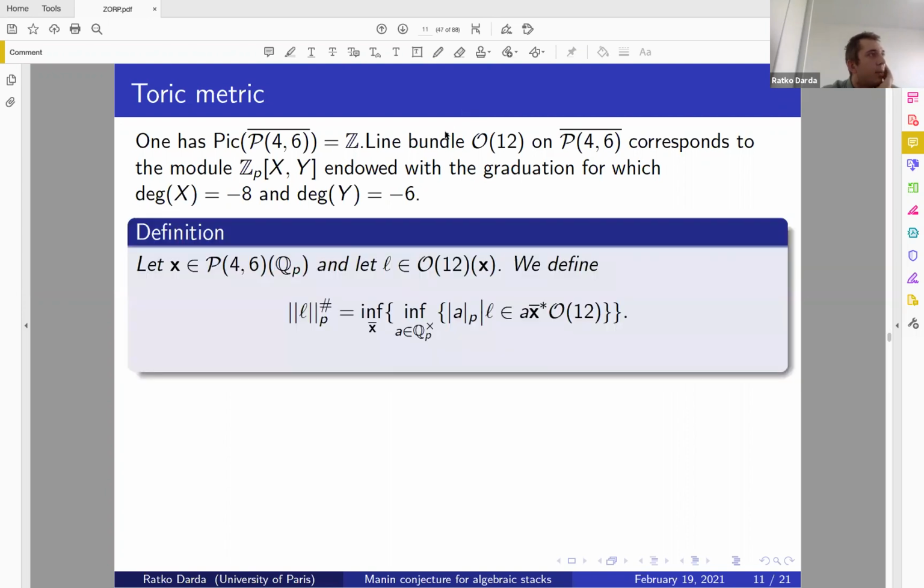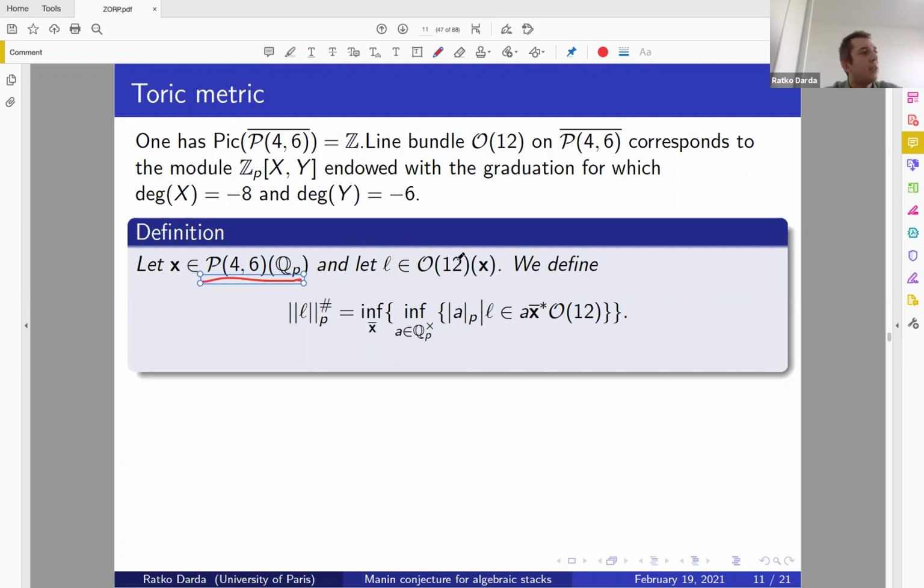Okay, and now we define a metric on this bundle, which is unstable. We take a point P46 inside of this. I don't define a metric on the whole P46 bar of QP. I define it only for this open subset, because if I would try to do it on all, I would get something degenerate. So let us restrict to this.